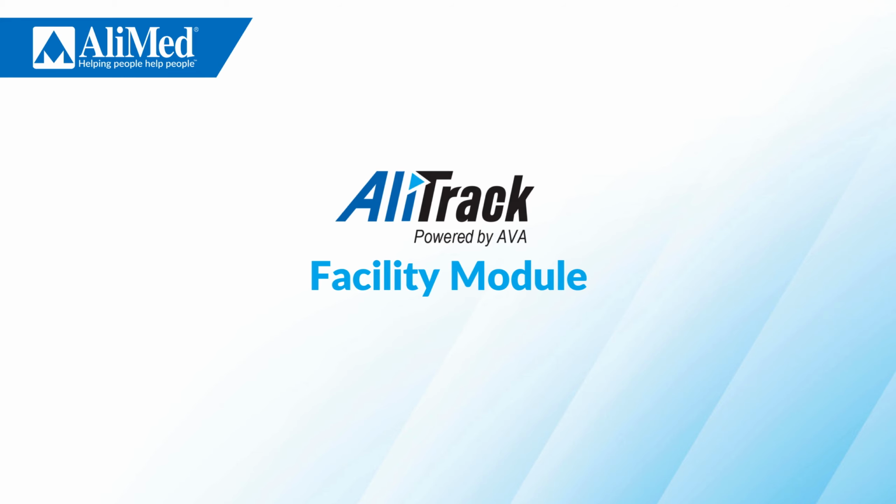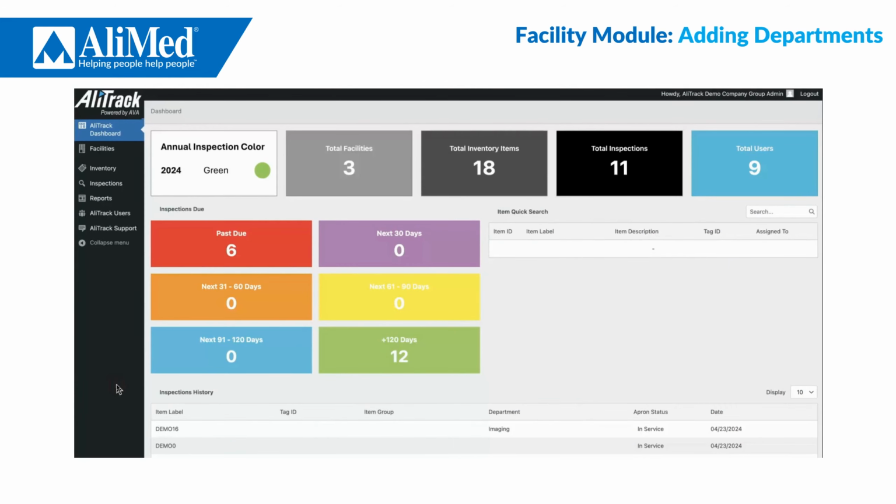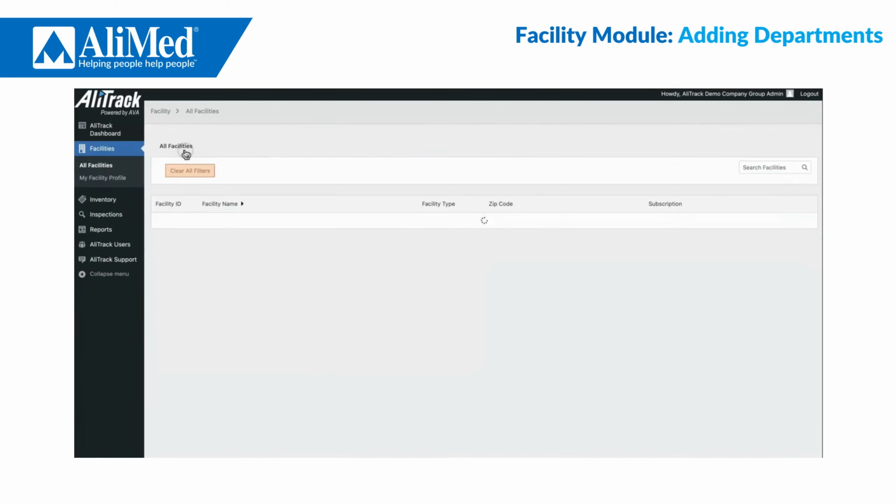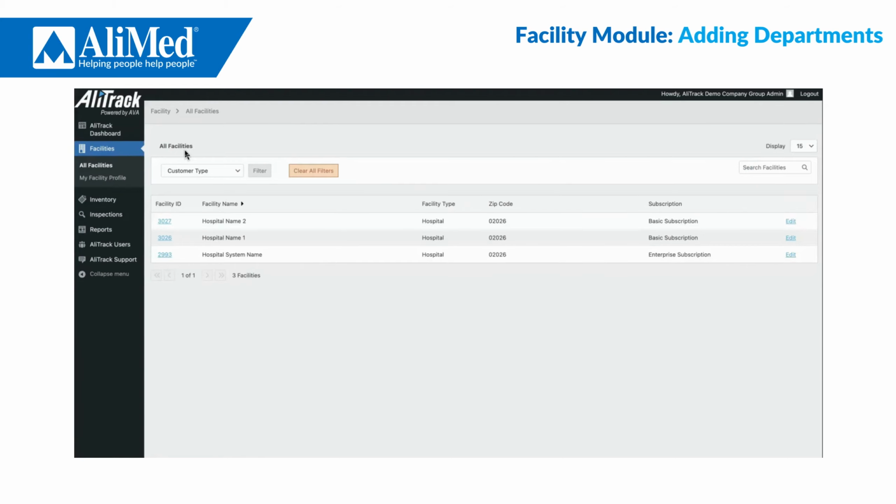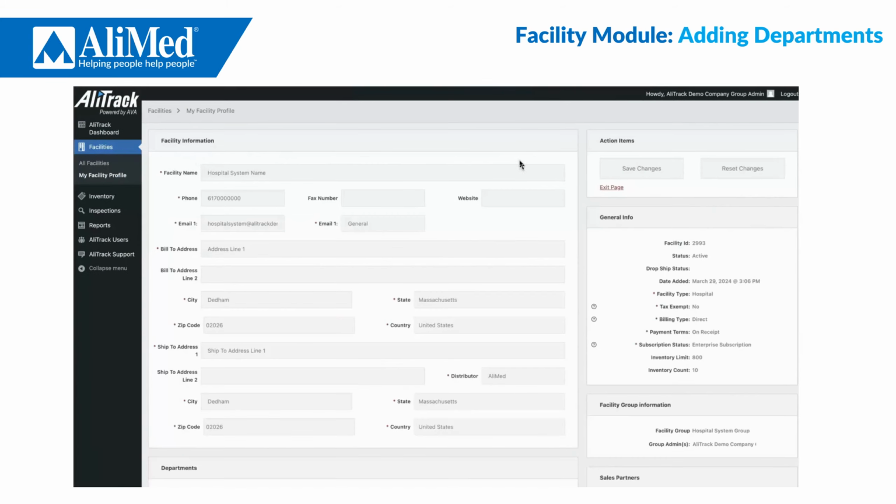Both roles can access facility profiles by navigating to Facilities in the left side menu. The Company Group Admin is a super user with access to all facilities in the system, whereas the Company Admin only has access to their facility profile. Let's start at the My Facility Profile screen.